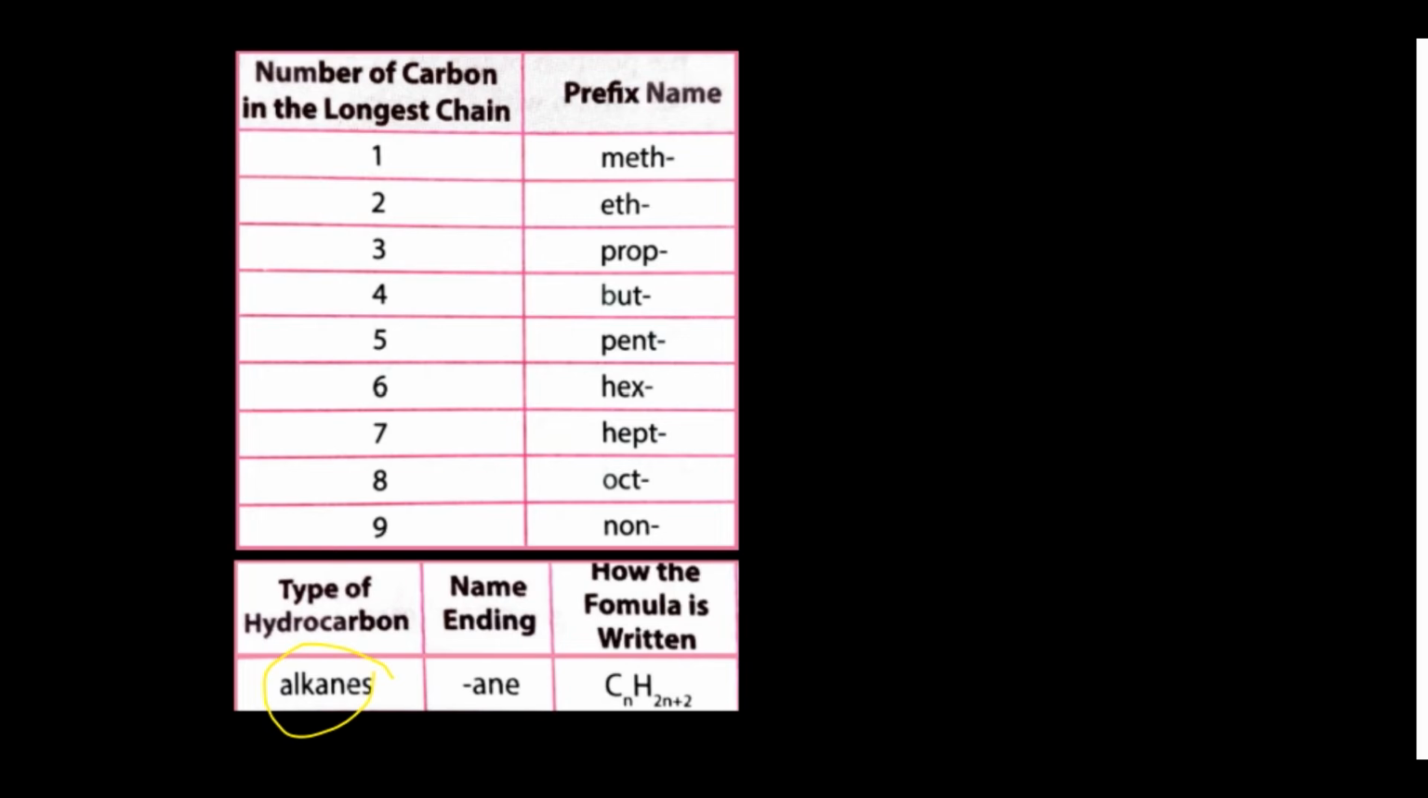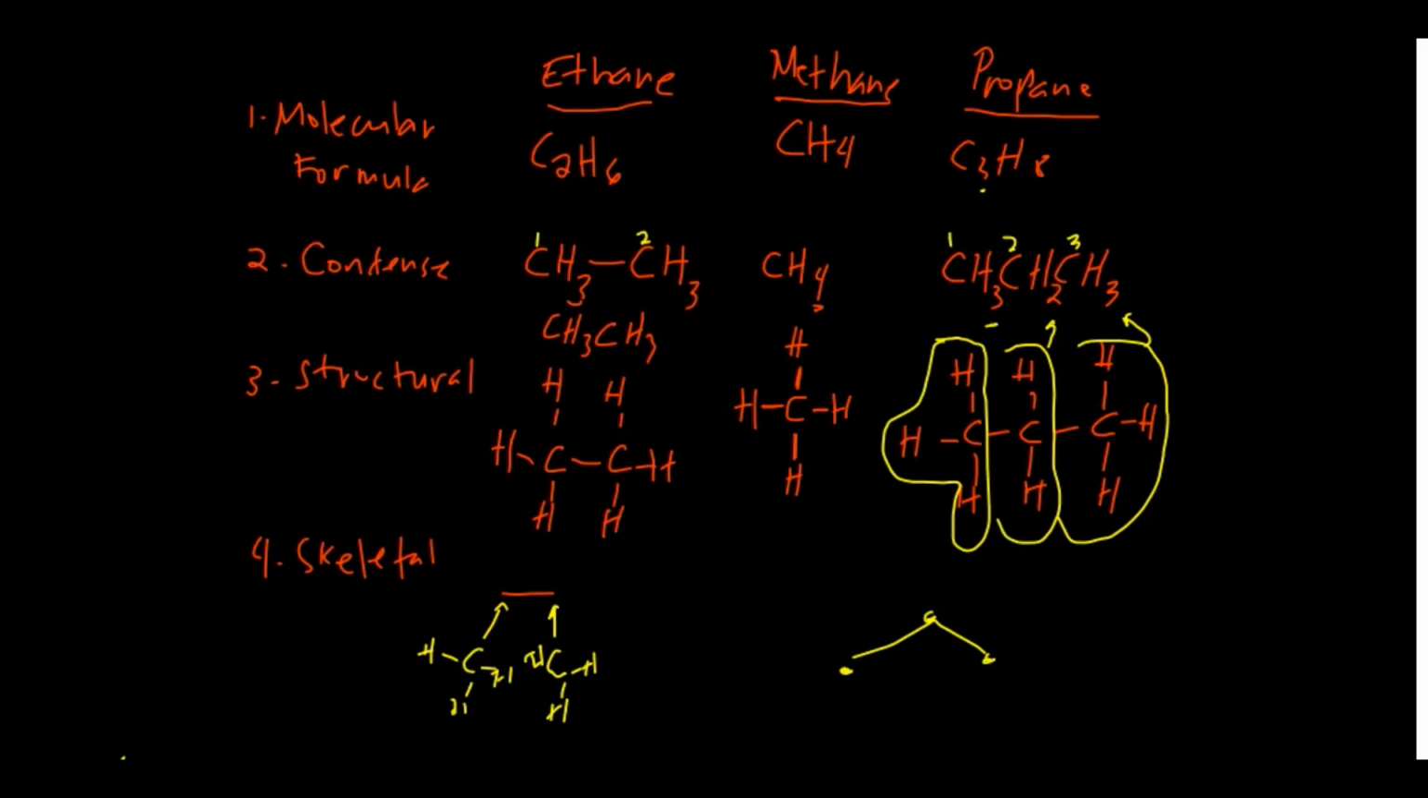Now, I would like you to take note of the following. When naming an alkane, you have to determine the number of carbon in the longest chain. So, for example, let's go back here. Let me change the color of my pen. For ethane, we have 1, 2. We have 2 carbons, so that is the longest chain for this compound.